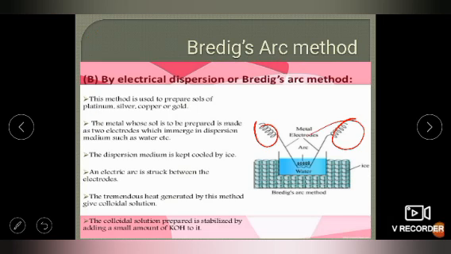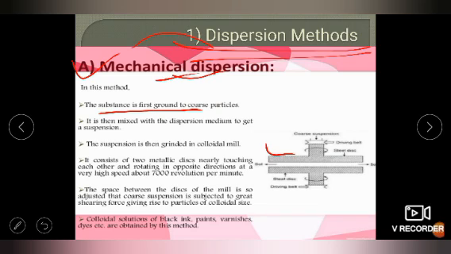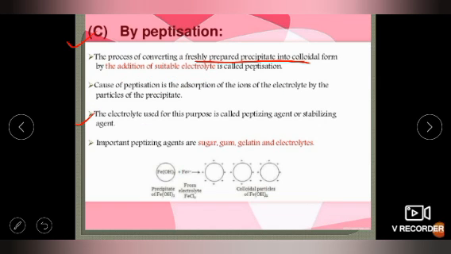So basically we have studied three basic methods of preparation of colloids in the dispersion method. First is the mechanical method, in which there is a mechanical rotator like a grinder which helps us prepare the colloidal solution, used in blacking, paints, varnishes and dyes. Second is the electrical method. It is used to make sols of platinum, silver, copper and gold with the help of electricity. That's why it is called electrical dispersion. Third, with the help of a precipitate we can form a colloid, so it is called the peptization process. Sugar, gum, gelatin and electrolytes are examples.